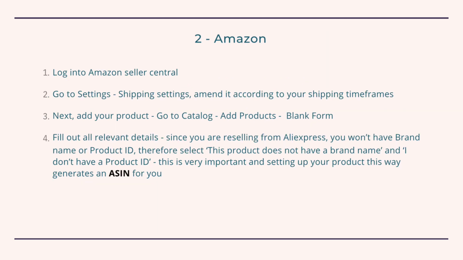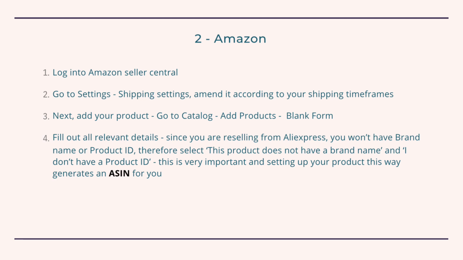Okay, so next we'll be setting up your product on Amazon. Log into your Amazon Seller Central. You want to check your shipping timeframes are correct, so go into Settings, Shipping Settings, and just amend it accordingly. Okay, so next to add your product, you go to Catalog, Add Products, and select Blank Form. And here you'll fill out all the relevant details.